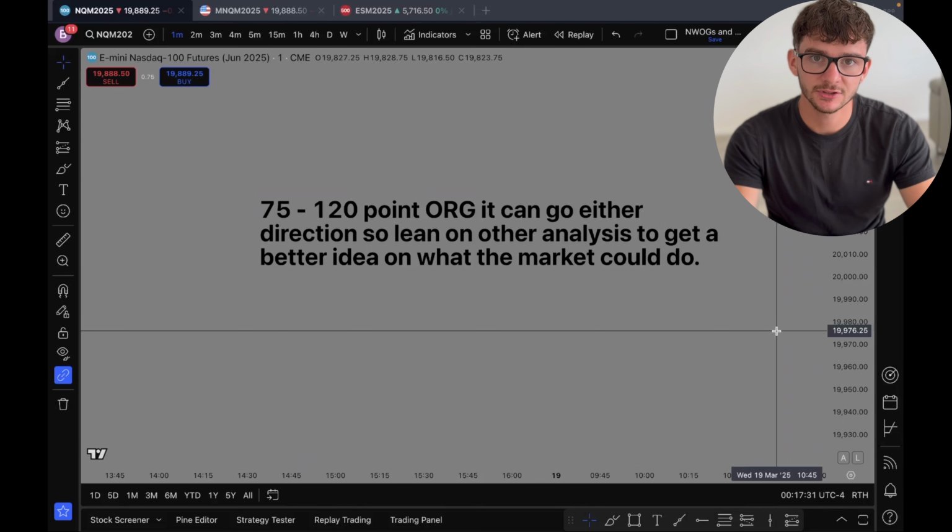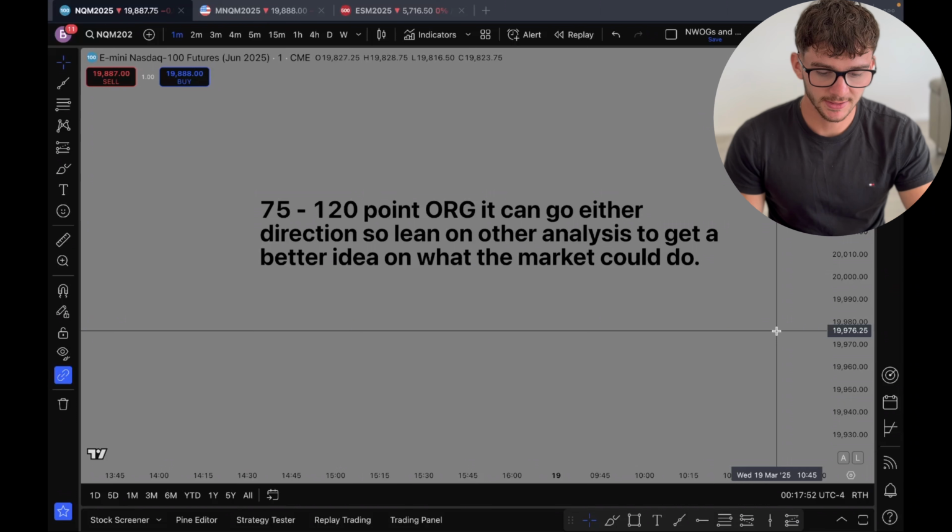gap or fill the whole gap. That's when you have to lean more on the other things like market structure, if you've seen the previous video that I did, and other things like your daily bias, your daily narrative, where the liquidity in the market is, where are the imbalances, what is it reaching for in that day. That's when you want to be leaning on all of that stuff to then get an idea of if it's going to fill that opening range gap or not.